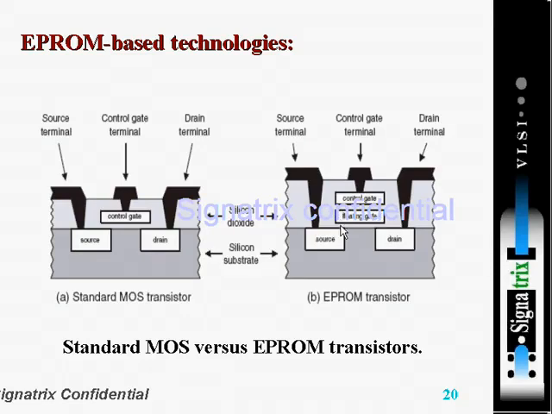We know that EPROM can be programmed many times. So this floating gate will help us to program this ROM more than once. How we can see those things later. So the only difference between a standard MOS transistor and an EPROM transistor is that in EPROM we have a floating gate which helps us to program our ROM twice or more than once.